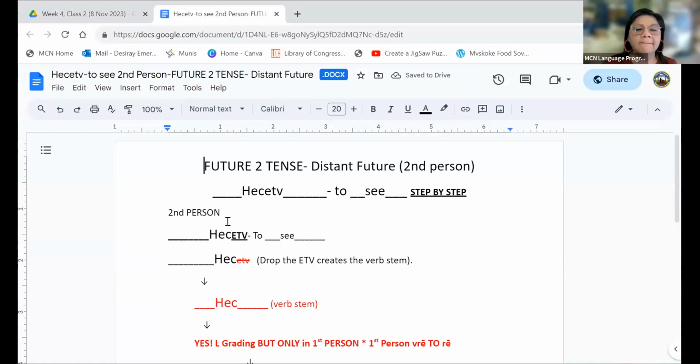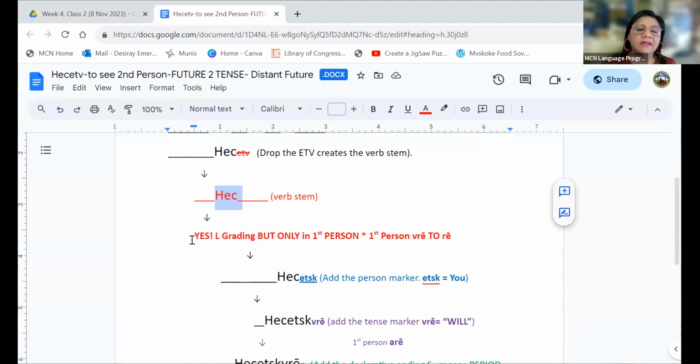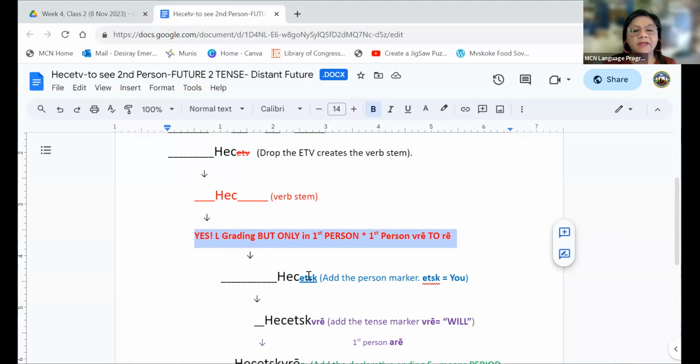All right. Hijra, to see. Hijra, to see. You just put it right there. Hijra, verb stem. Yes, there's a grade change, but only in first person. Are we in first person? And this will tell us. Okay, we are in second person. It's all right. So this does not apply for what we're doing right now.